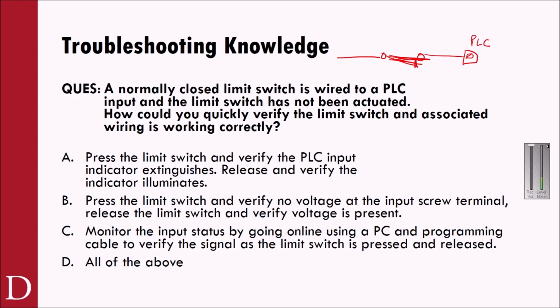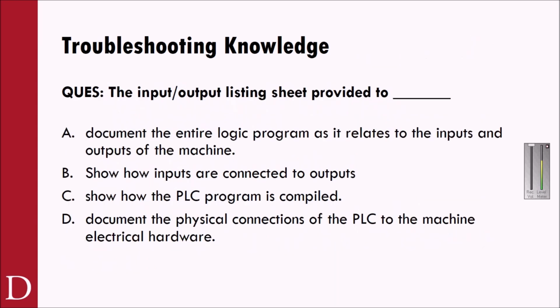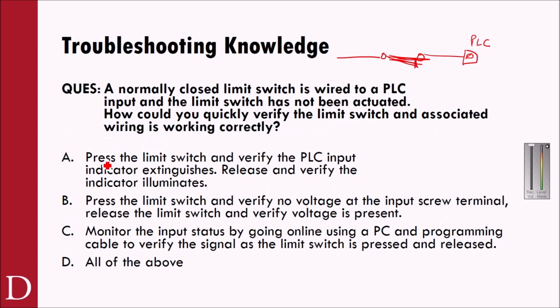And how could I verify this? Could I press the limit switch and verify the PLC indicator extinguishes? Because normally the PLC indicator would be on because it's normally closed, right? So when I press it down, it'll open up. And then that PLC indicator should be on when it's closed, and it should be off when it opens. Sure, I could absolutely do A. I'm pressing it and verifying the indicator on the PLC for that input.